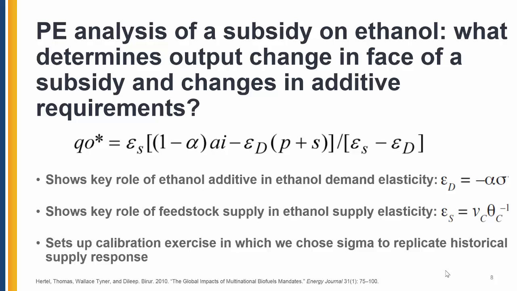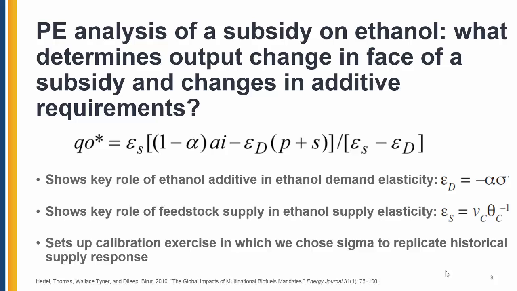That's the variable S. So this combination of things was driving output, and this just shows you in partial equilibrium how the various parameters in the model, including the substitutability between ethanol and petroleum, the share of the ethanol going to the price-sensitive side of the market, the supply response of the feedstock, all of these things play a role in determining how much output increases.